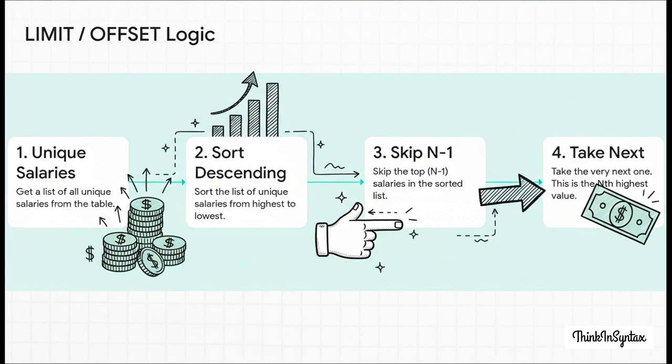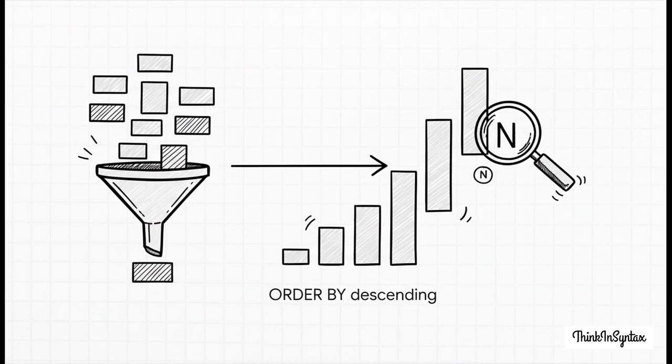First, you tell SQL to get all the unique salaries and sort them from biggest to smallest. Then, if you want the nth value, you just tell it to skip the first n-1 rows and grab the very next one. So, to find the third highest, you just skip 2 and take the next one. Simple as that. And this gives us a really clean, powerful, and general query.